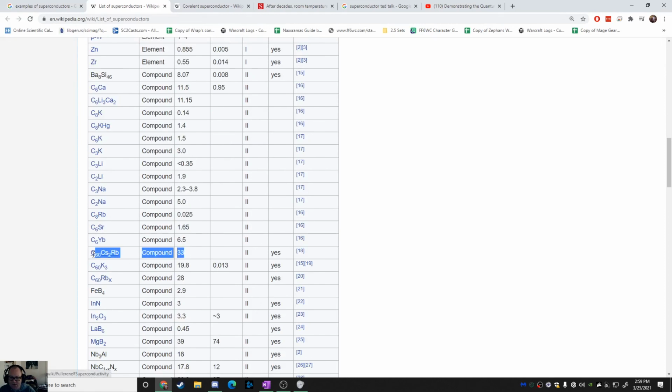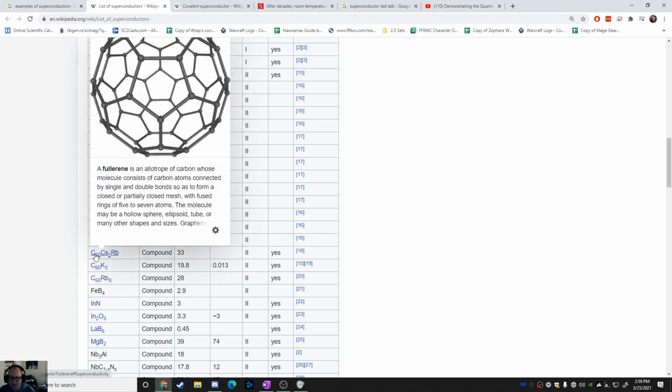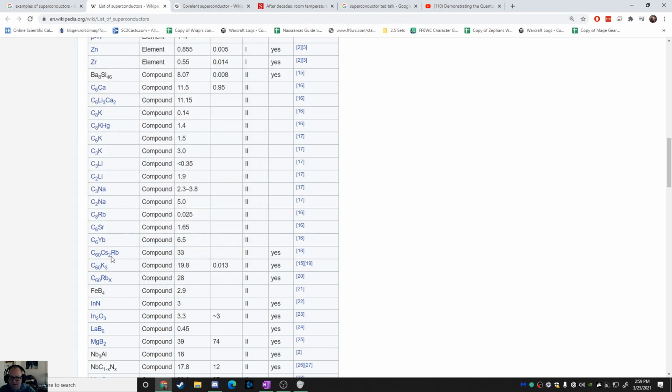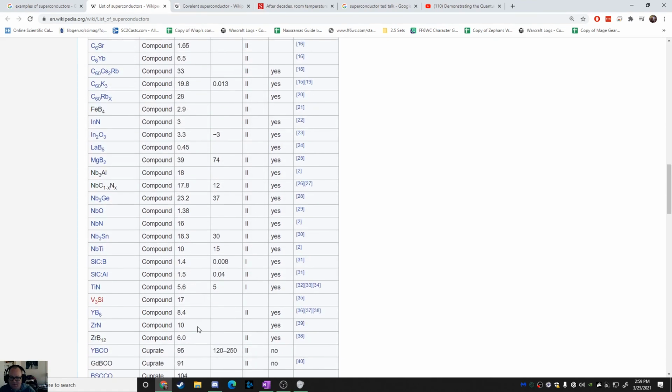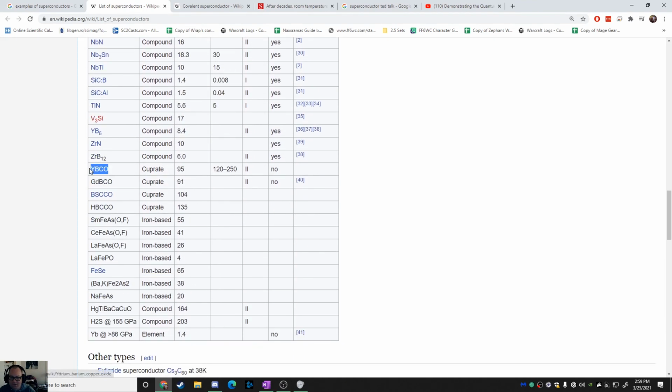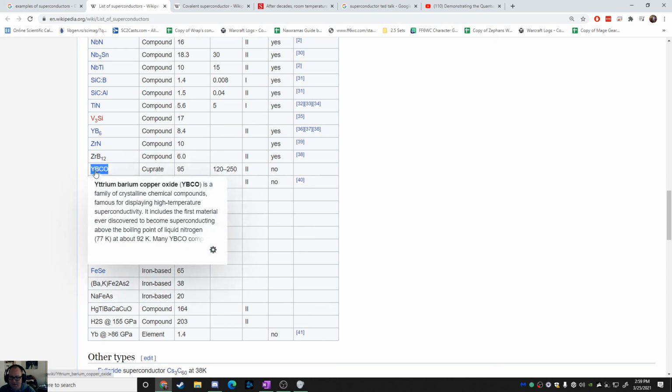Here's 33. C60, cesium 20. What is C? C is carbon, right? Oh, this is fullerene. This is like Buckminster fullerene. There's 39. Magnesium boron. Ooh, 95. This is probably the one he was showing, right? Because that's yttrium. Is it B, boron? I thought it was supposed to be barium. Oh, wait. Look, if you mouse over it, it does say barium. Yttrium, barium. Okay, so I guess YBCO is like a name for this particular compound.